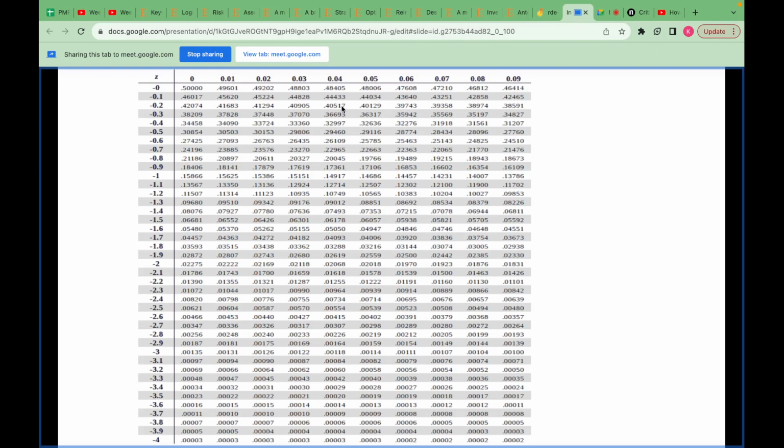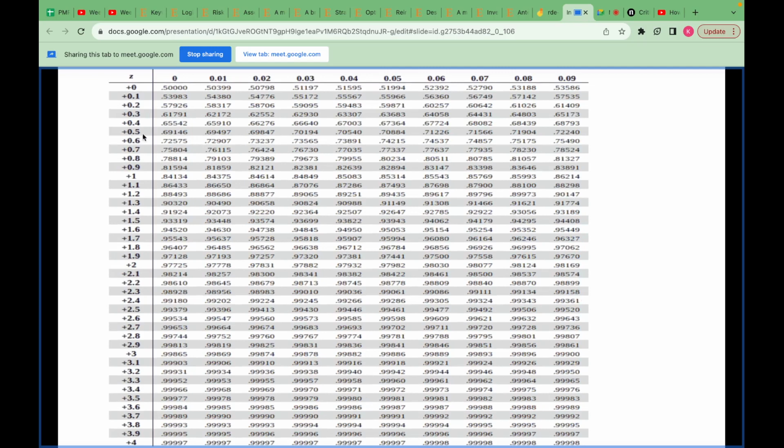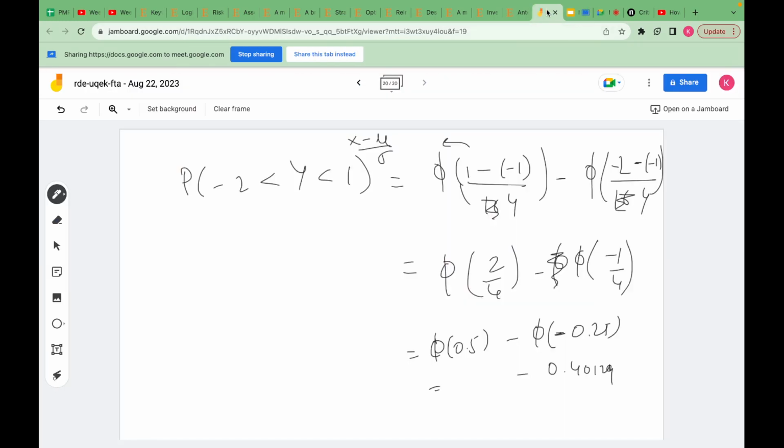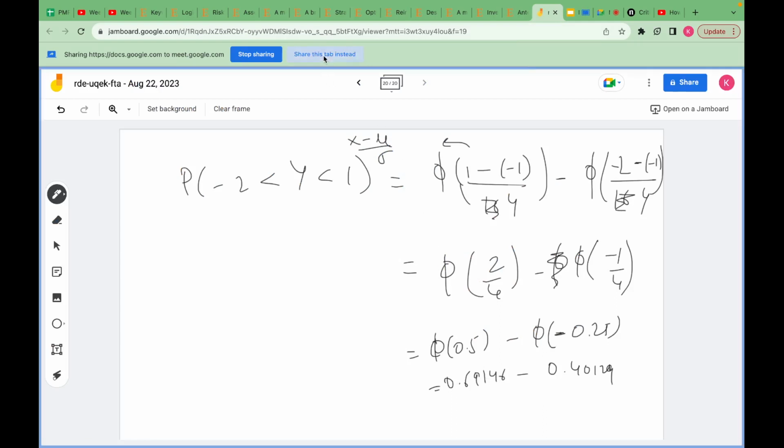Okay, and for positive 0.5, it is 0.69146. So by subtracting this, we will get something around 0.1.